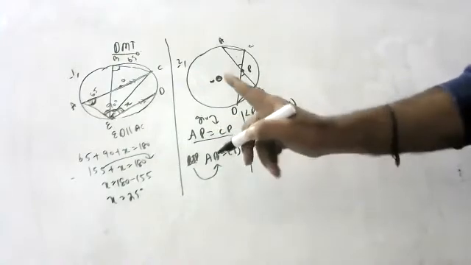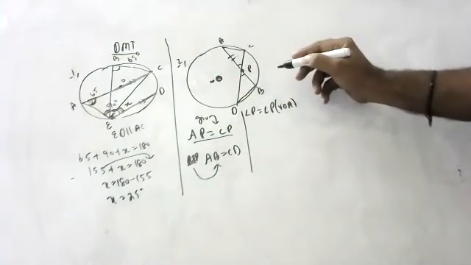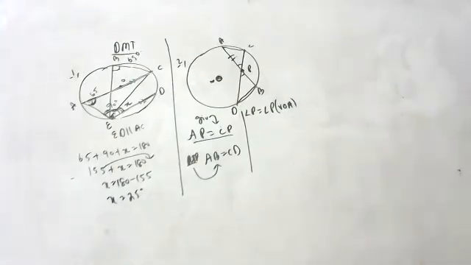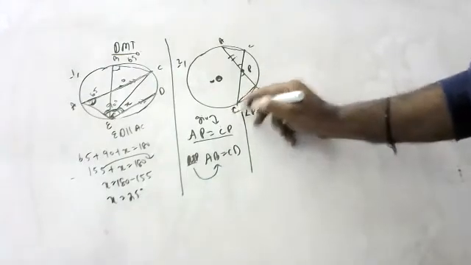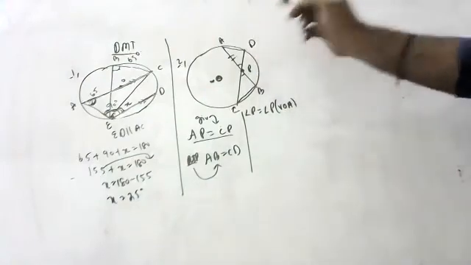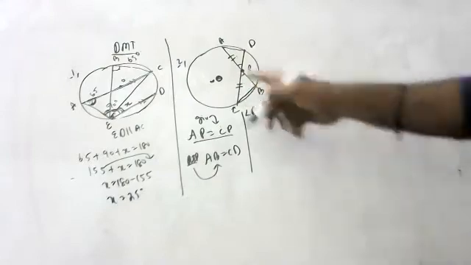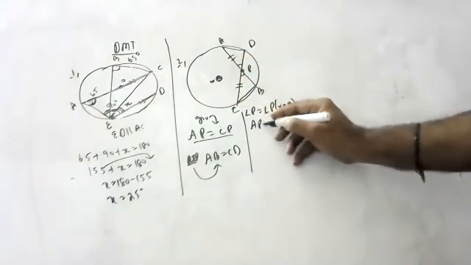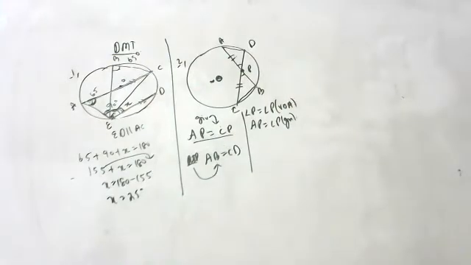Sir, they have given AP is equal to CP. Yes, AP is equal to CP. One second, Nana, I gave it wrong. This is C, Nana, this is D. Now we get it. Okay, AP is equal to CP. So here AP and here CP are equal, that is given. Anything else? Anything else for comprehension?